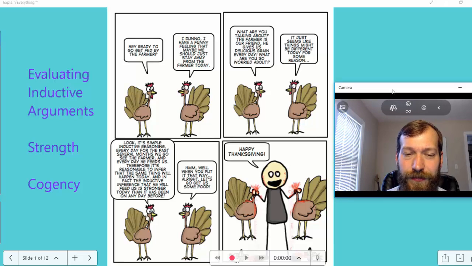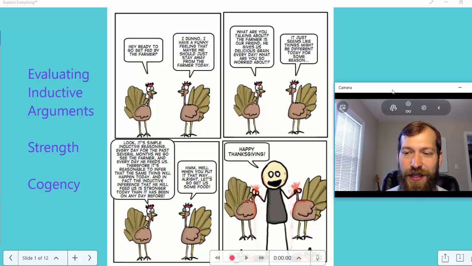"Look, it's simple inductive reasoning. Every day for the past several months, we go see the farmer, and every day he feeds us. Therefore, it's reasonable to infer that the same thing will happen today. And in fact, the inductive inference that he'll feed us is stronger today than it has been on any day before." "Well, when you put it that way, all right, let's go get us some food." "Happy Thanksgiving!" And then the farmer kills the turkeys.